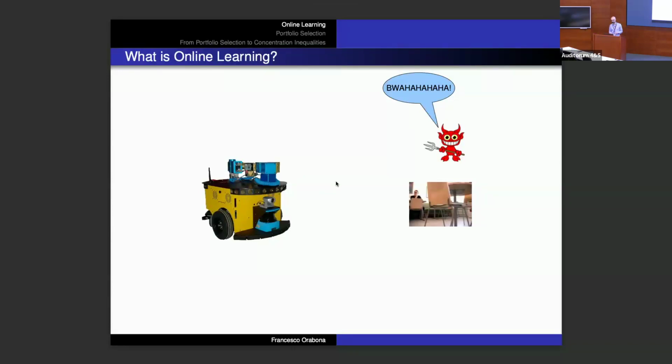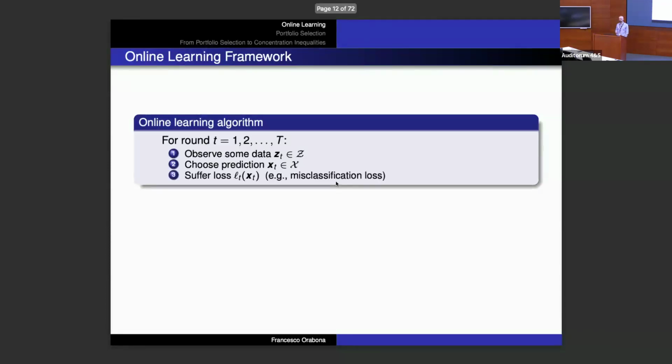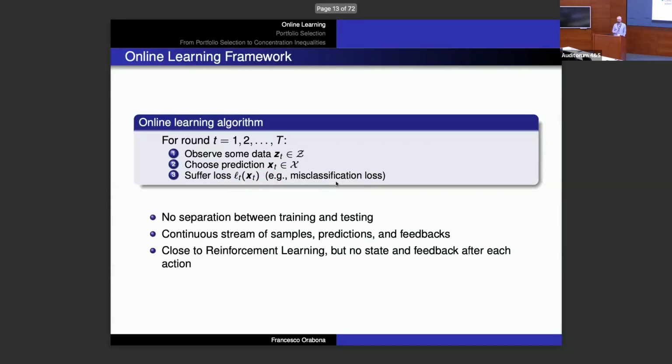Okay, so a little bit more formally, we have a number of rounds, we observe some data, we predict something in some feasible set, and then we suffer a loss that basically measures how wrong our prediction is. And now everything is generated by an adversary. The X are generated by, the Z are generated by an adversary. The loss itself can change in each round, it's not the same loss in each round, it's also selected by an adversary.